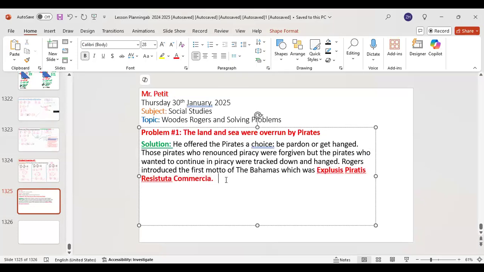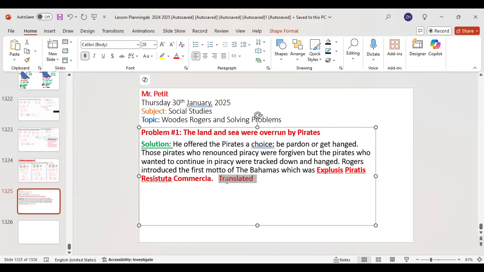Onward, forward. Get rid of pirates, free the Bahamas. Piracy expelled? Something? Piracy expelled. What else? Commerce restored. All right, so say it with me. Piracy expelled. Commerce restored. Good. That's the motto.